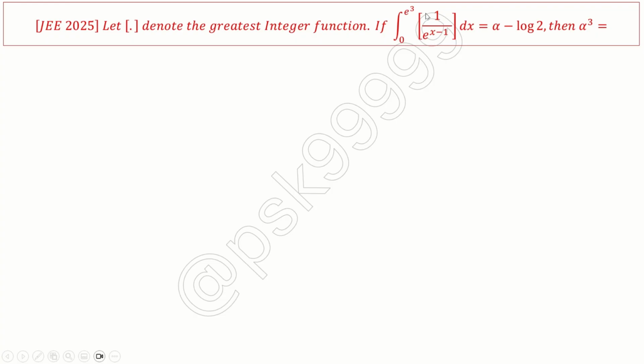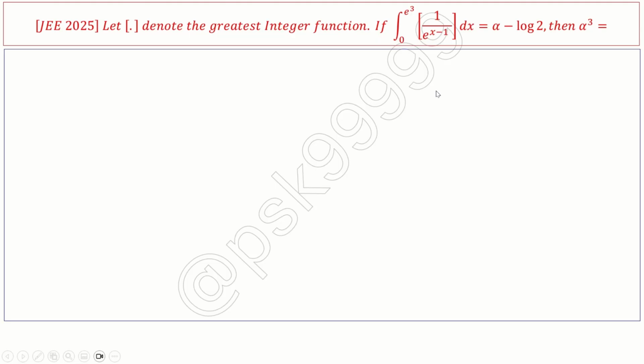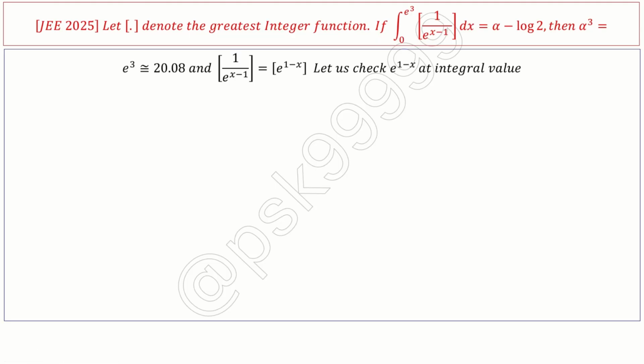Now all you need to find is GIF of e to the power of 1 minus x, and in this range, what are the values possible here? That's what you need to find. We know that e cube is approximately 20.08. So we need to check e to the power of 1 minus x at integral values. How many integral values will come in this range?